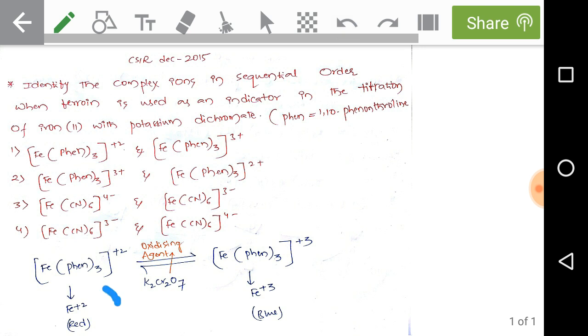So in that, the end point of the particular redox titration is from red to blue. The color change is red to blue, and here the oxidizing agent. So just check these two pairs of complexes in the given options, you get it.